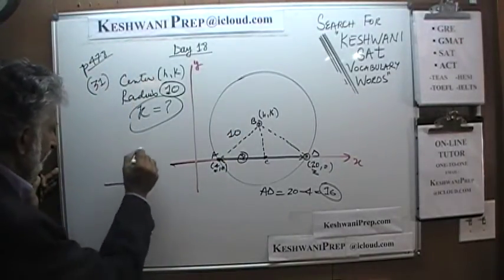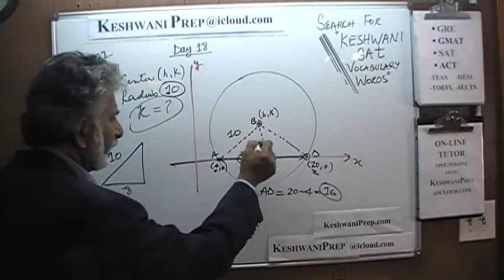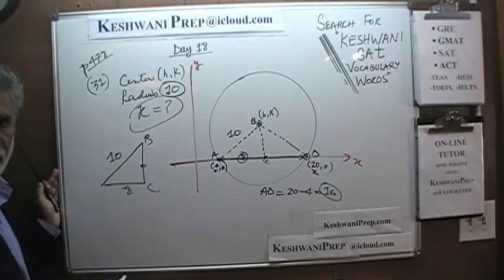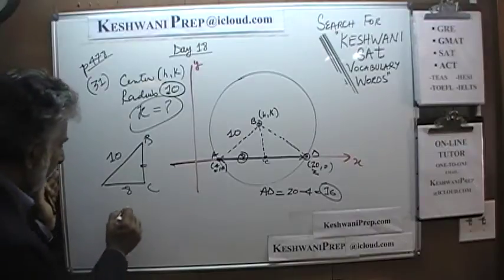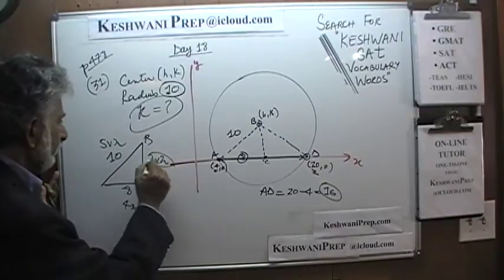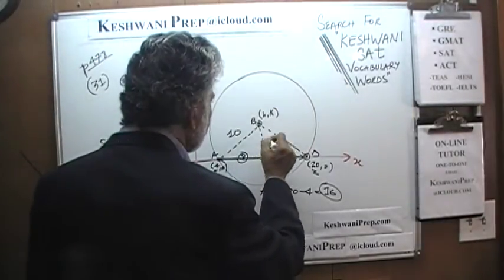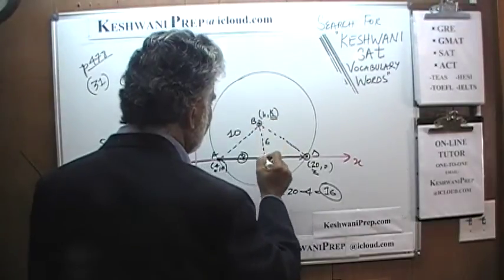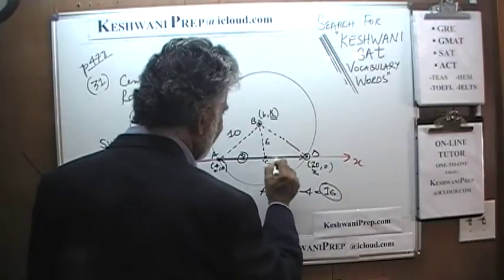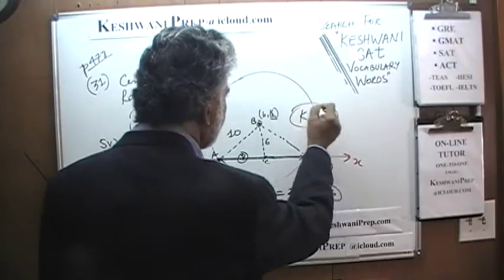So here is our triangle ABC. This is 10. This is 8. And we are trying to figure out B to C. How much do you suppose B to C is? It's a straightforward, simple 3, 4, 5 triangle. This is 4 times 2, this is 5 times 2, so this has got to be 3 times 2. This distance is 6, which is what K is. K is the center here, which is the distance from the x-axis. K is equal to 6.